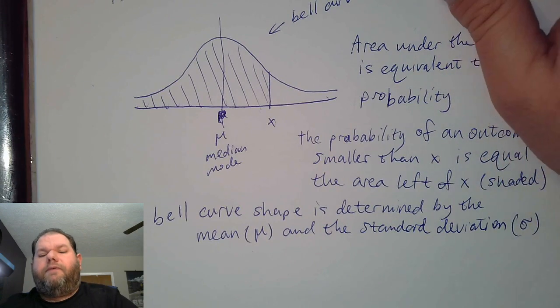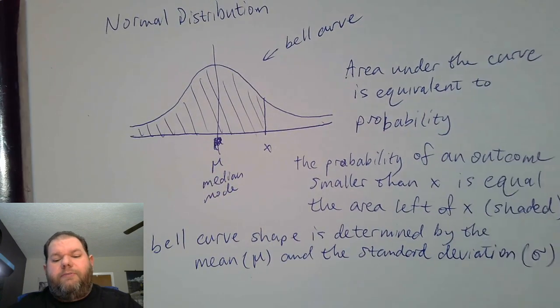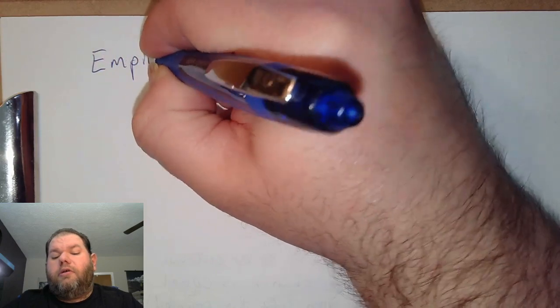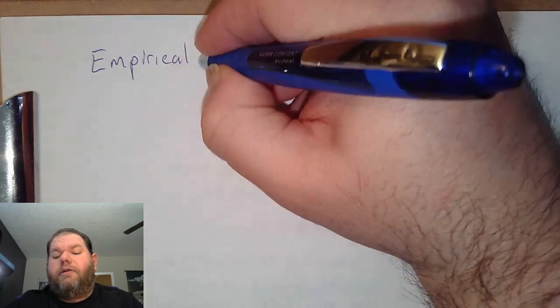We also have, and this is something we discussed very briefly back in chapter 3, the empirical rule that holds true. The empirical rule is kind of what we're depending on here to work for us. And so let me go over that again.